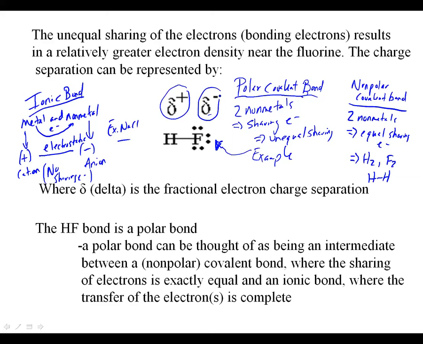Any questions on the difference between those three types of bonds that cover from chapter 3 to chapter 4 here in terms of bonding? Okay.